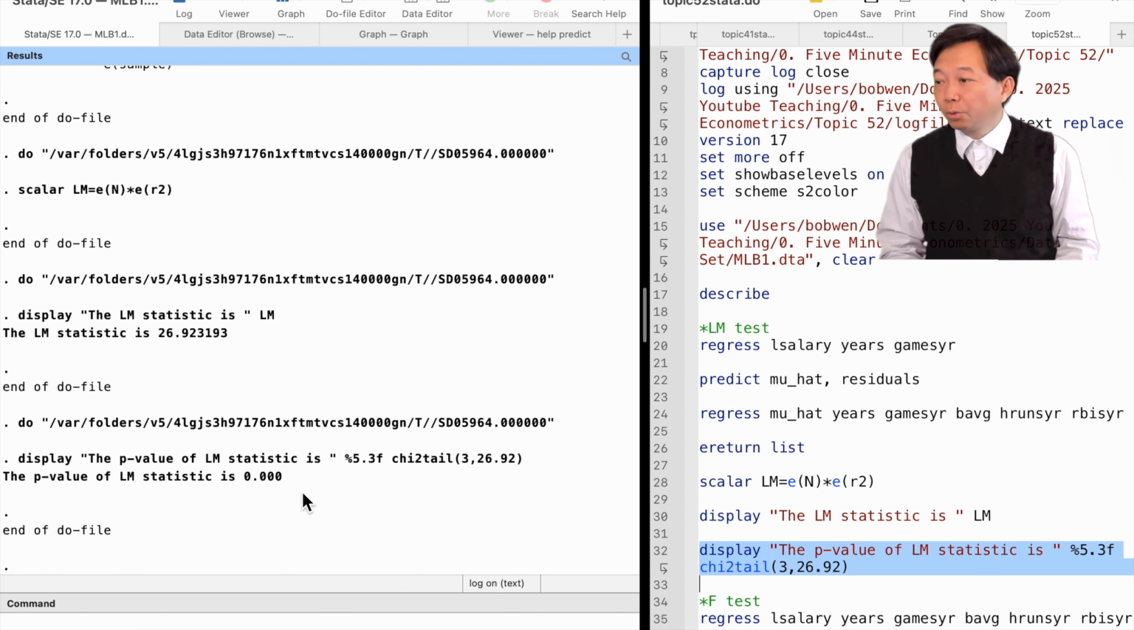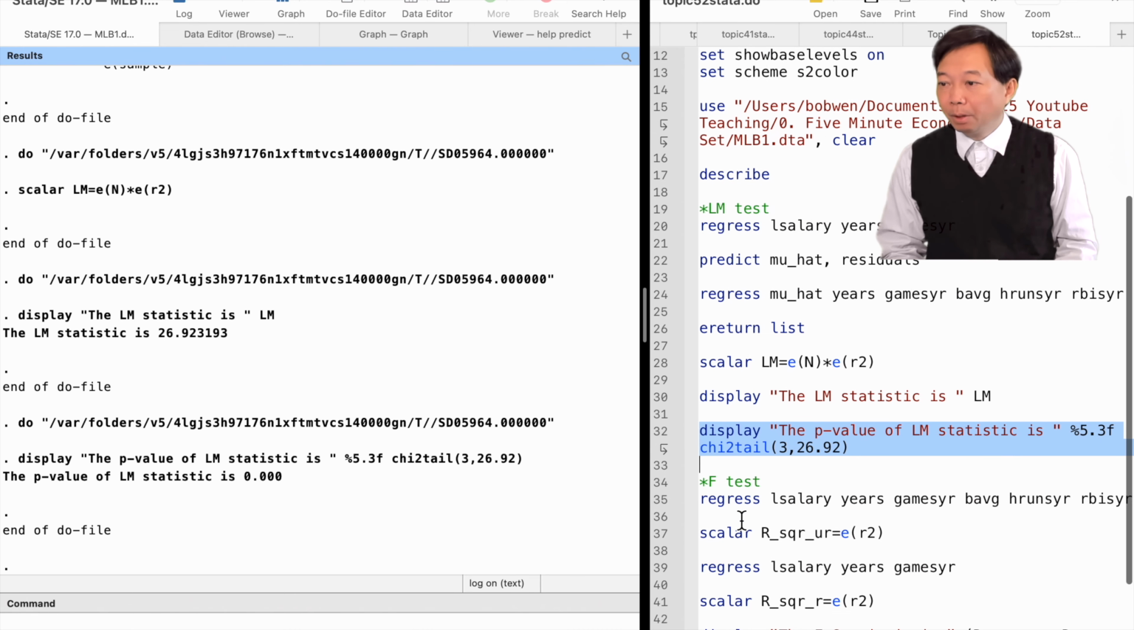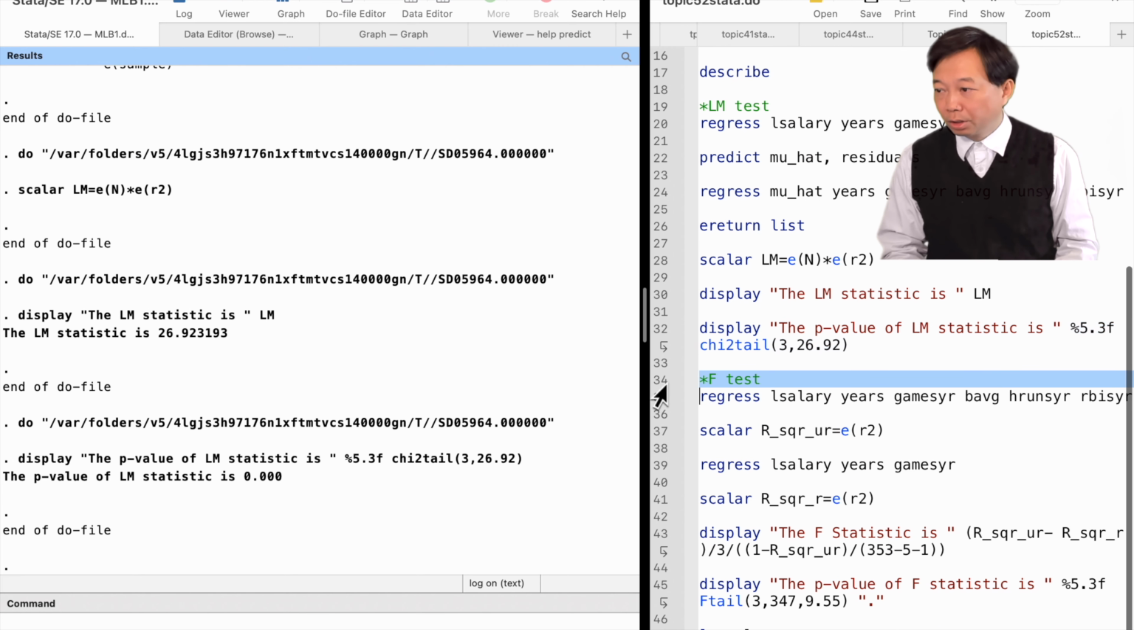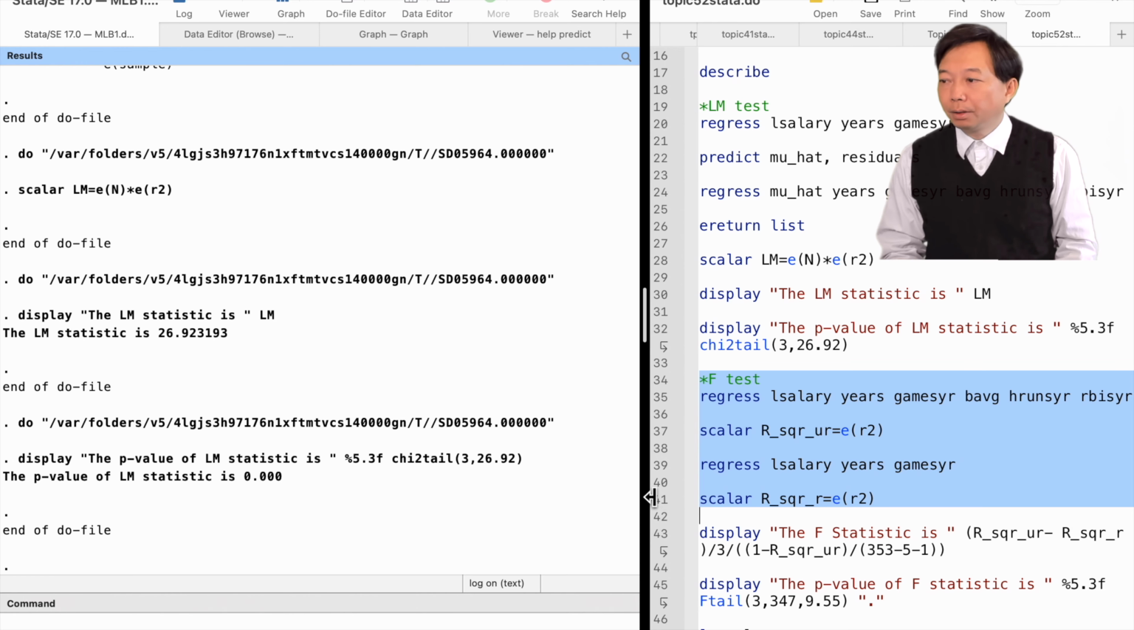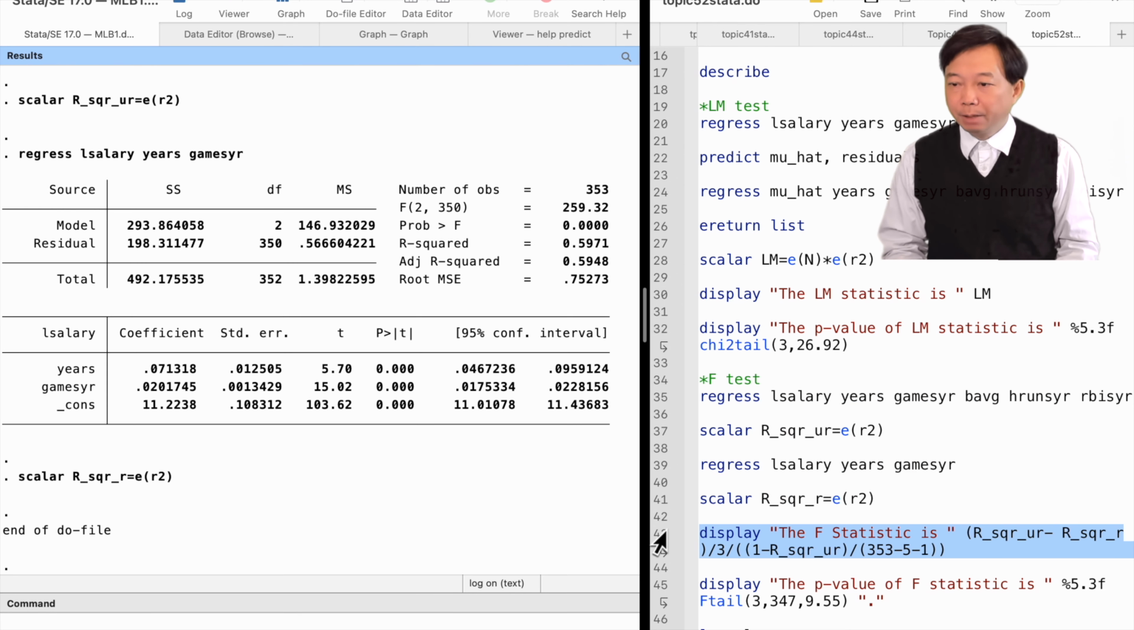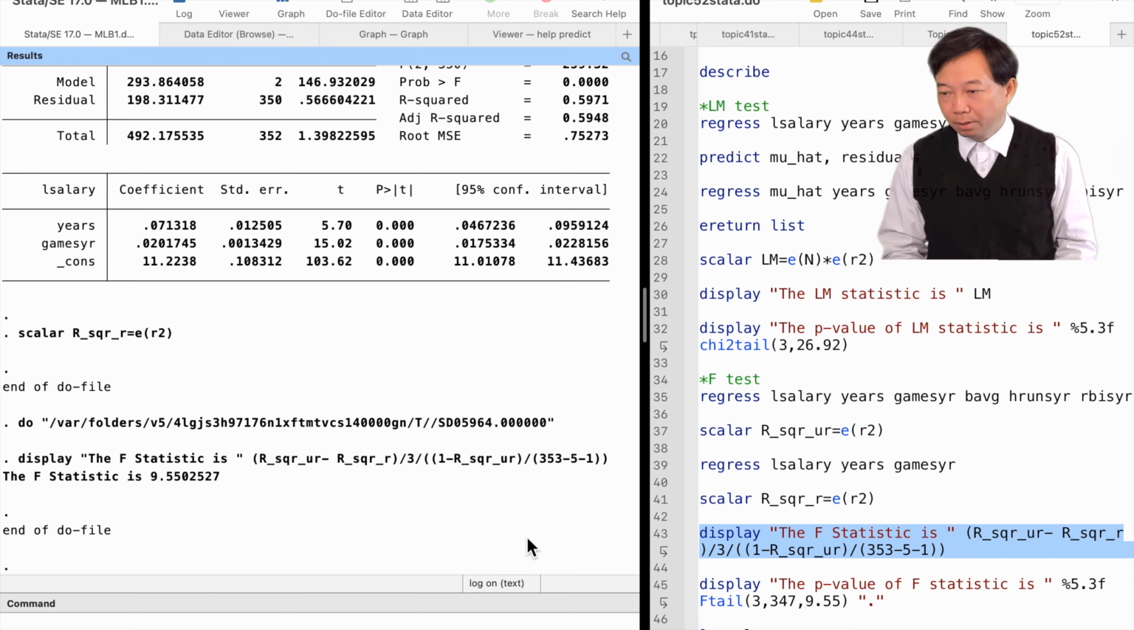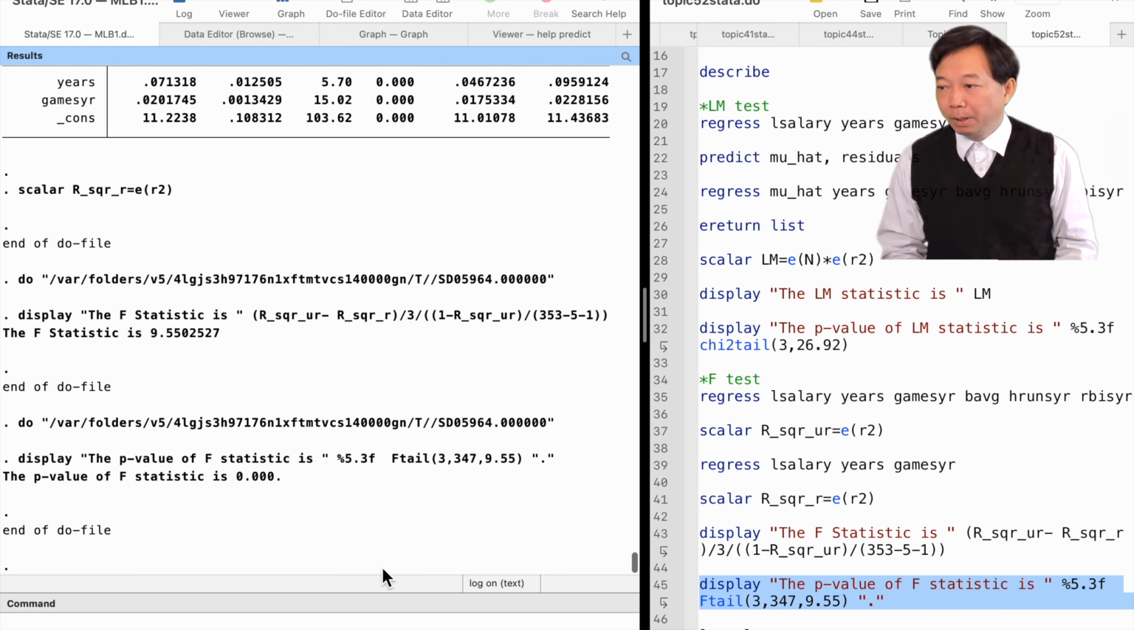Notice that we only regress the restricted model in the LM test. In comparison, the F test requires estimating both the unrestricted and the restricted models. The LM test gives the same result as the F test. Both lead to a p-value of 0 to 3 decimal places and reject the null hypothesis.